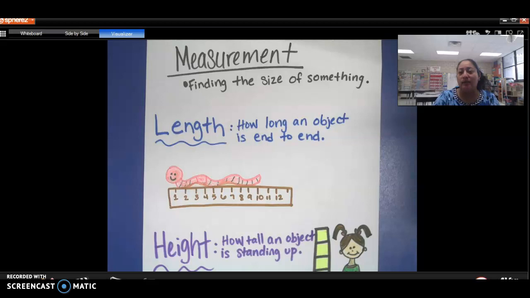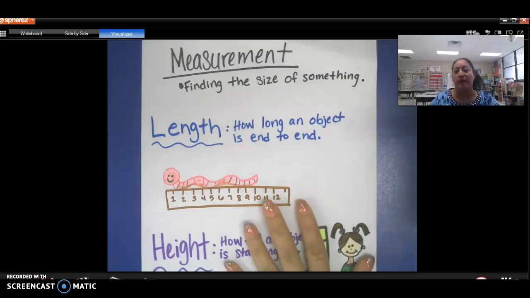Today we will continue learning about measurements. So here's what we're going to learn today. You're going to learn what measurement means, and you're going to learn how to sort using the length or height of an object, okay? Measuring is very important because it helps us know how tall or short an object is, okay? So let me go over this paper right here.